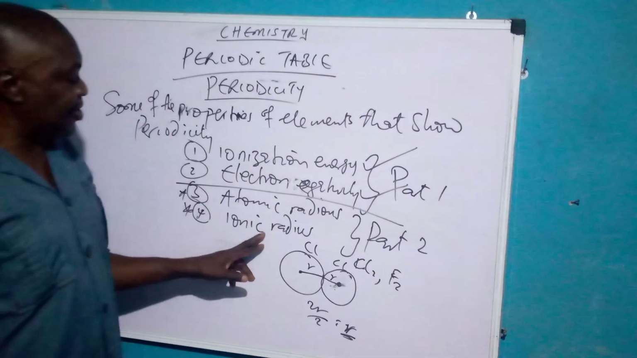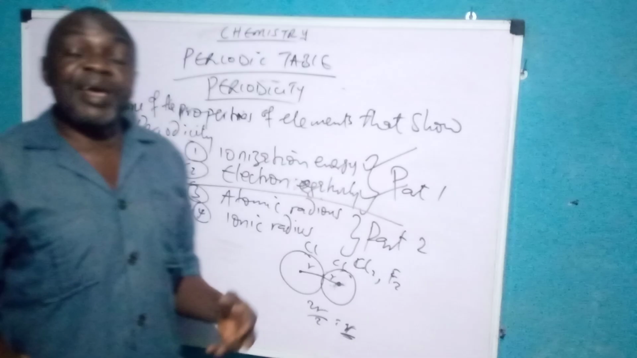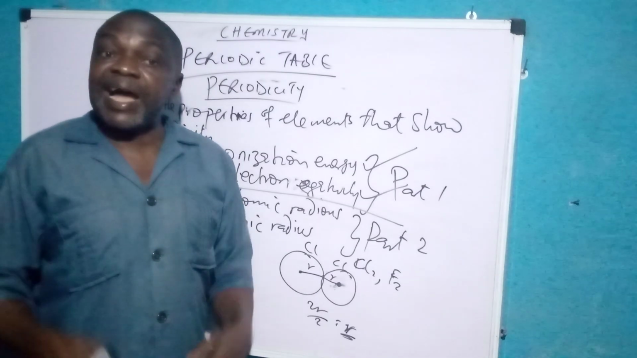Then you have ionic radius. Ionic radius is similar, only that in this case, we are going to compare an atom to its ions.